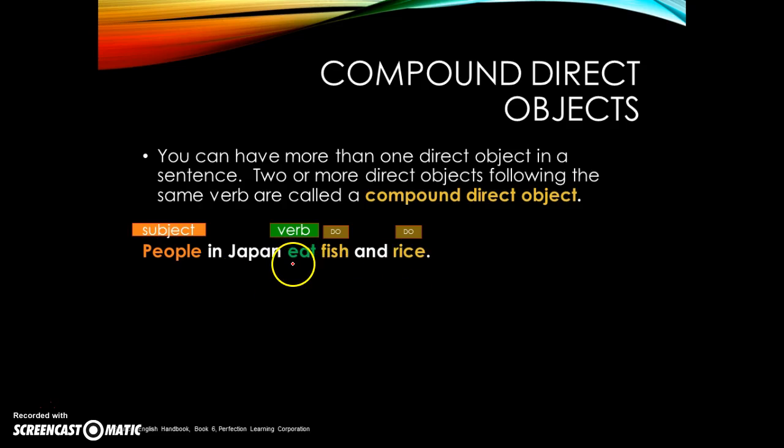Our verb is eat. We ask who or what eat fish and rice. The answer is people, which is then our subject. And then we ask, what do they eat? And the answer is fish and rice. So we have two direct objects in this particular example. I also have a prepositional phrase which I could have gotten rid of before I started to analyze the sentence to help me out.